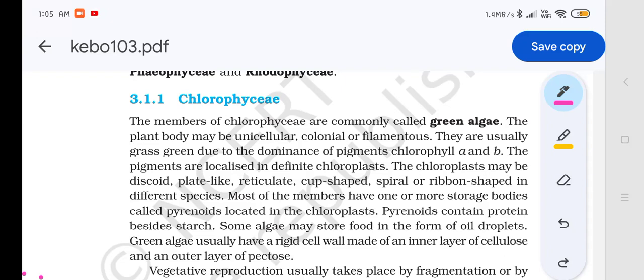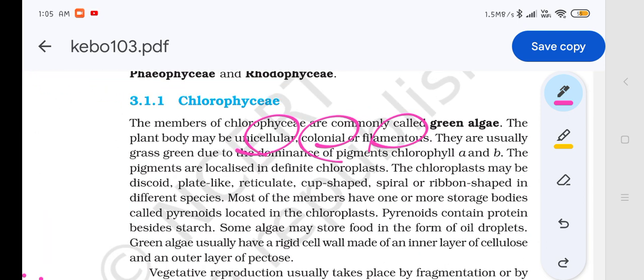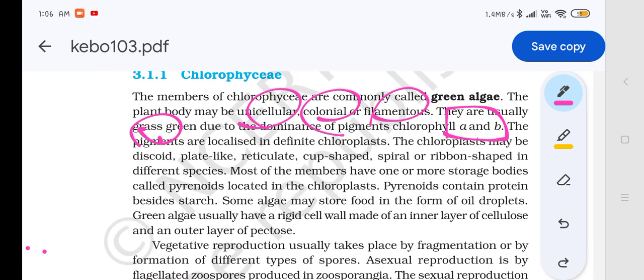The members of Chlorophyceae are commonly called green algae. They can be unicellular, colonial, or filamentous. They are usually grass green due to the dominance of pigments chlorophyll a and chlorophyll b. The pigments are localized in definite chloroplasts.